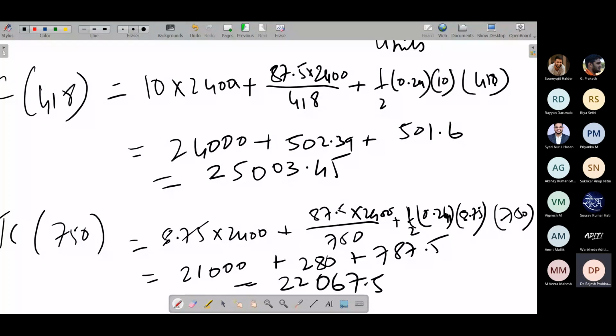So we got 22,067.5. So the optimal quantity to buy is 750. It is better to buy 750 units at the minimum price of 8.75. That is your total inventory cost. So the last is the best purchase cost.